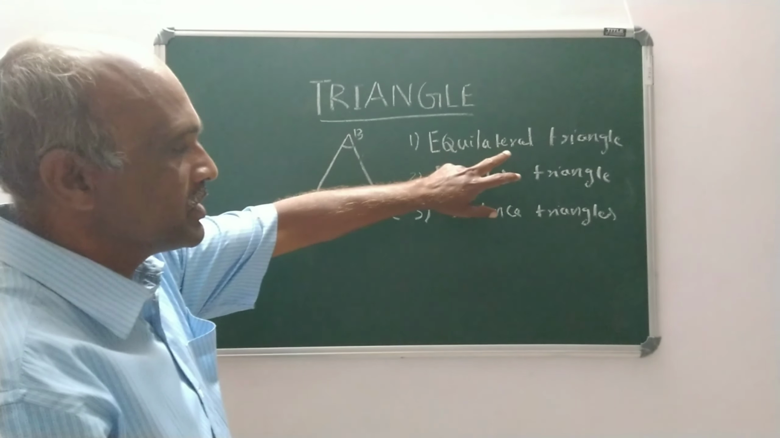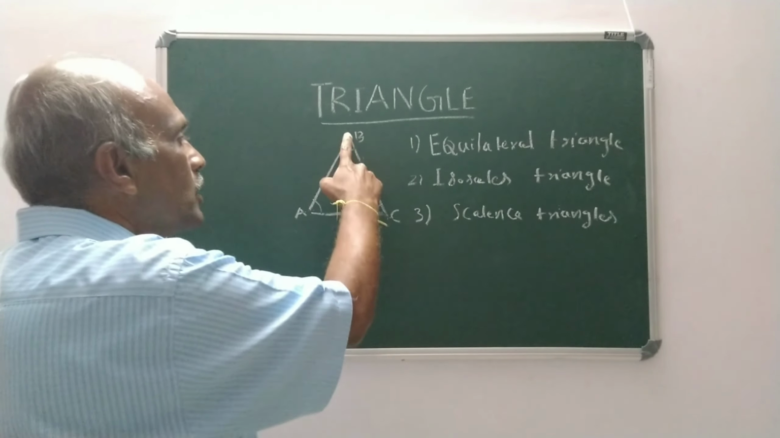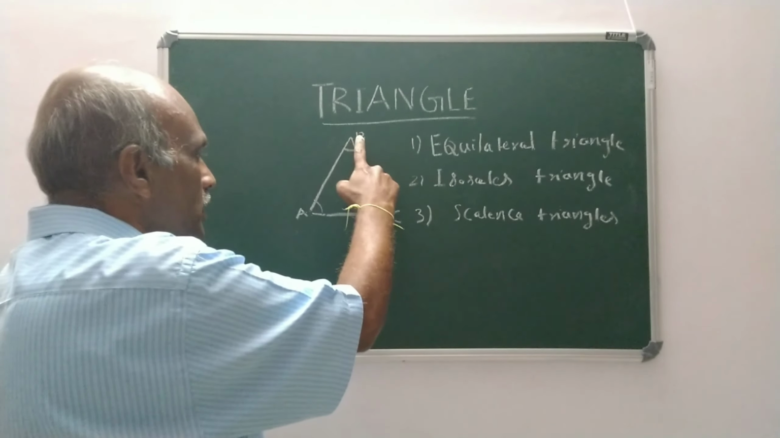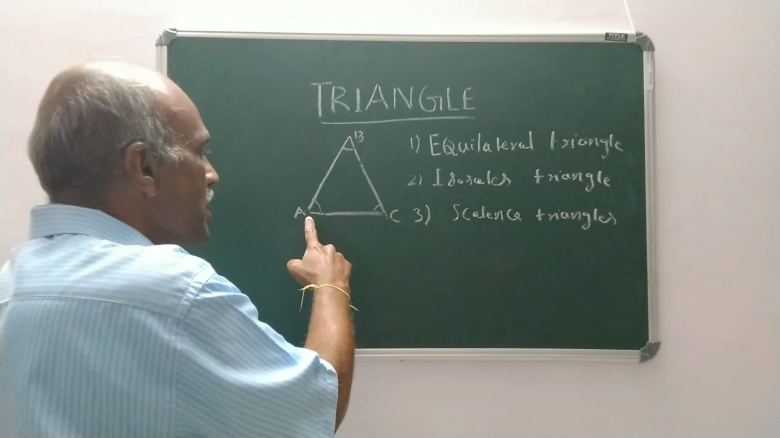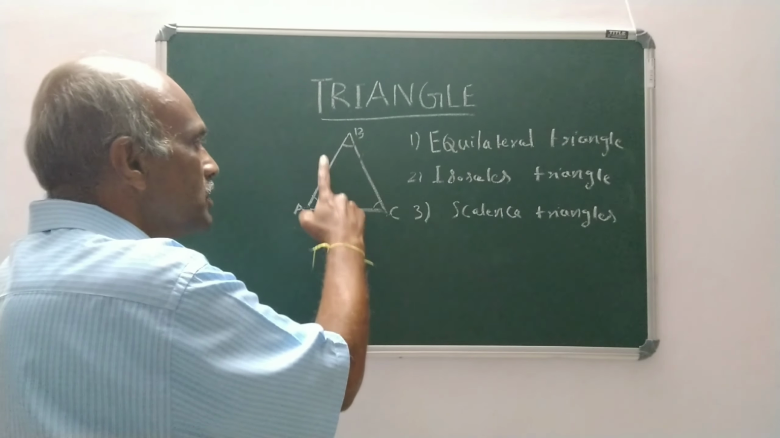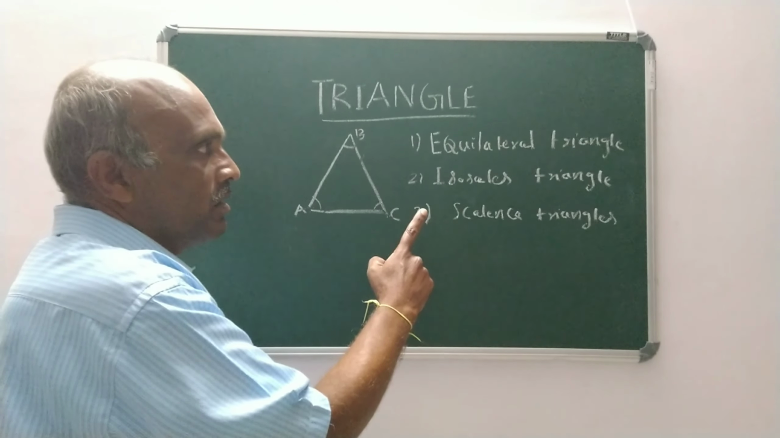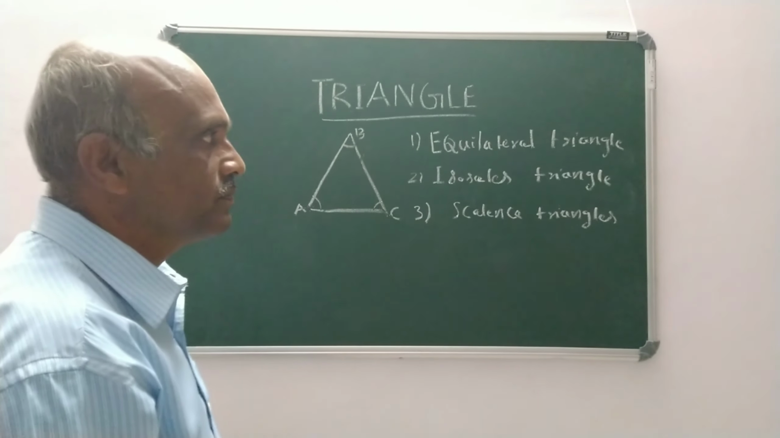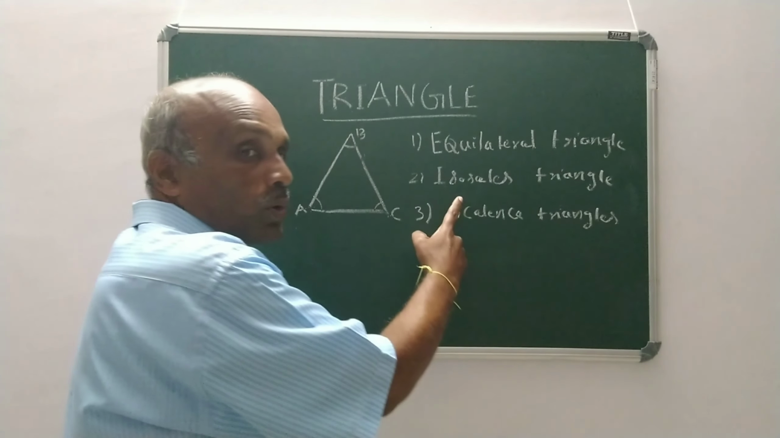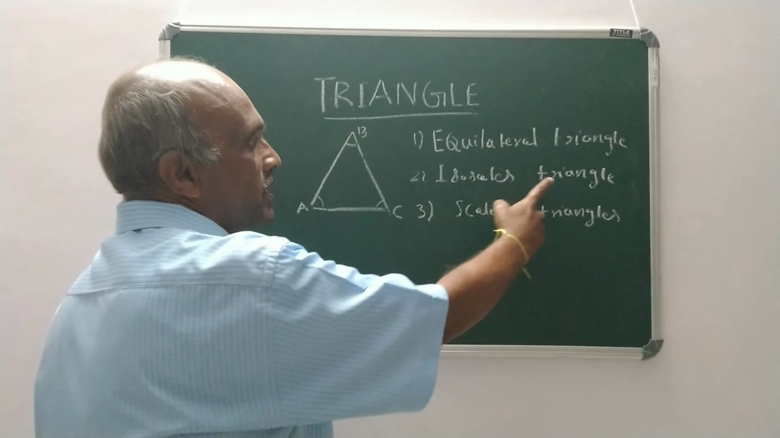An equilateral triangle is one in which all the sides of the triangle are equal. For example, in this triangle, if AB, BC and CA are all equal, all the sides are equal, then we say that the given triangle is an equilateral triangle. Once you know the definition of an equilateral triangle, now we are going to move on to the second type of triangle, that is known as the isosceles triangle.